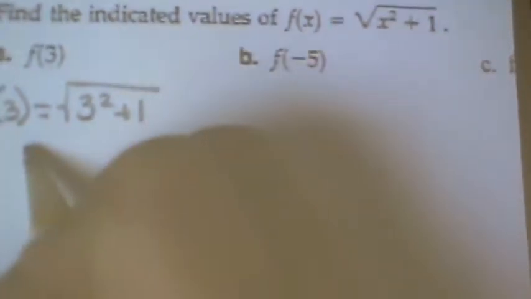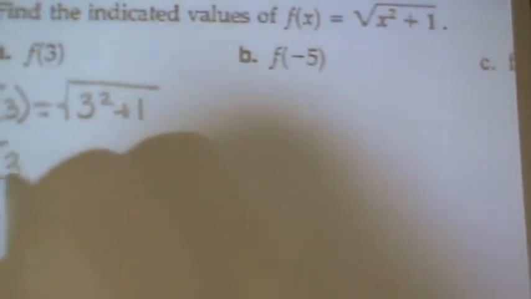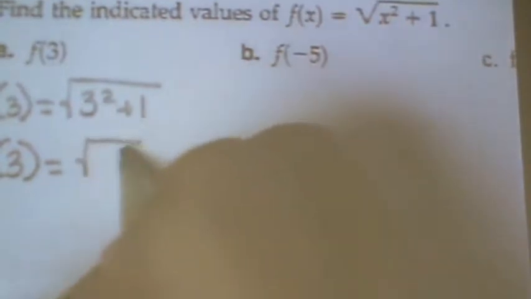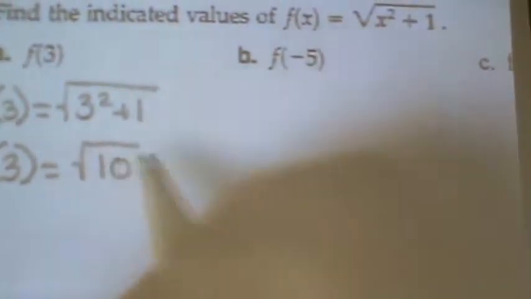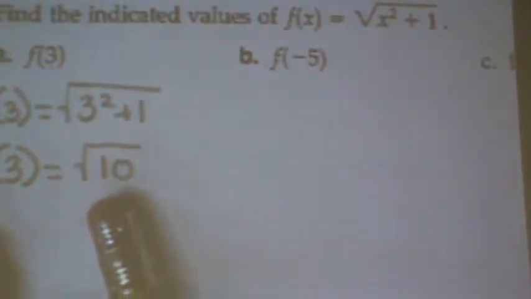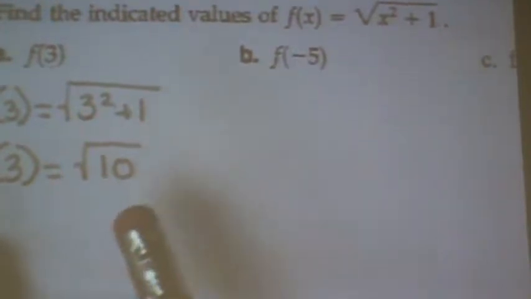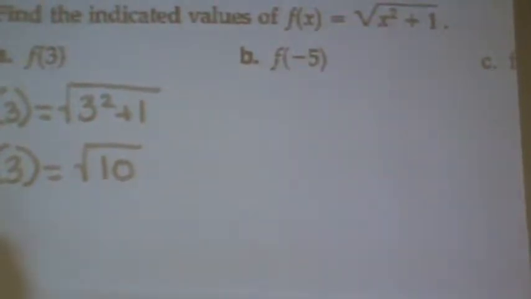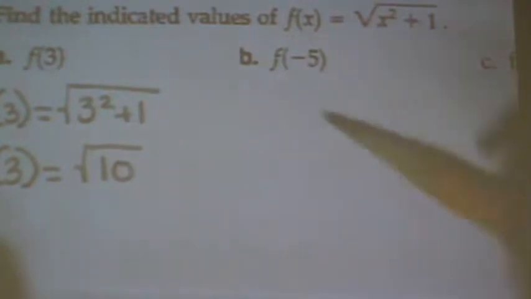What do you get? F of 3 is what? 10. Square root of 10. Now, you guys are all so used to grabbing the calculator and taking the square root of 10. No, I don't want that. This is an exact answer. Once you take your calculator and give me a decimal, you're estimating it. Because there's no way you're going to be able to put all those numbers.